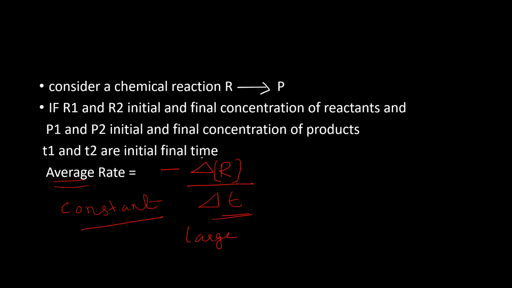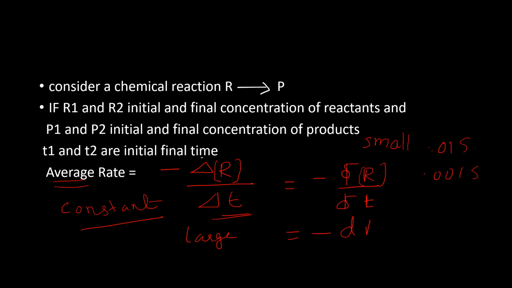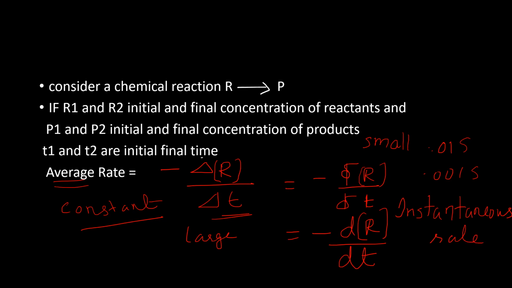But if you are measuring the rate over a small time interval, like 0.1 seconds or 0.001 seconds, then instead of capital delta we use small delta R by small delta T. For convenience, we write this not with small delta but as minus dR by dt. This is called the rate at an instant of time, or the instantaneous rate.